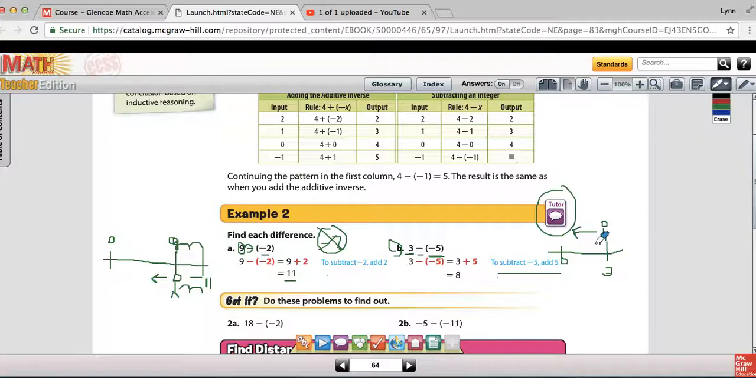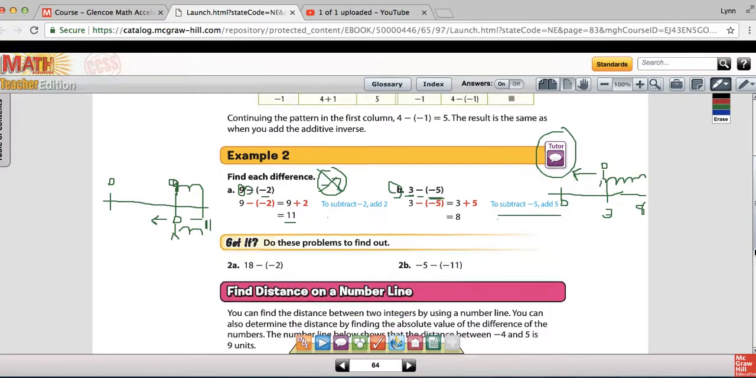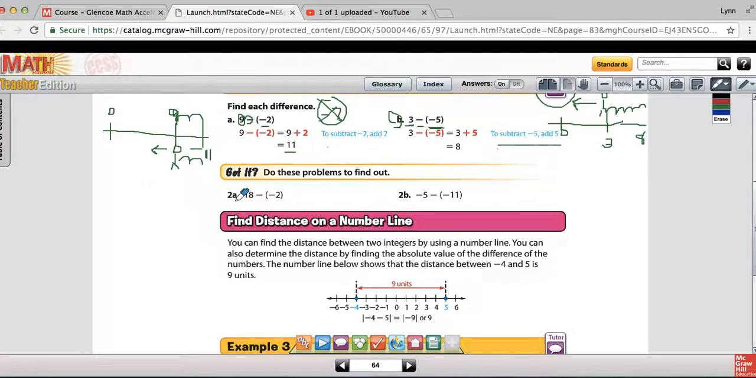Well, negative 5, I'm not going to walk forward 5. I'm going to step backwards 5. 1, 2, 3, 4, 5. And what I end up at is a positive 8. Okay? We'll do some more of those together, but that's just one more way to visualize what happens when you're subtracting integers. For 2a, 18 take away a negative 2 would be 18 plus 2, which is 20.